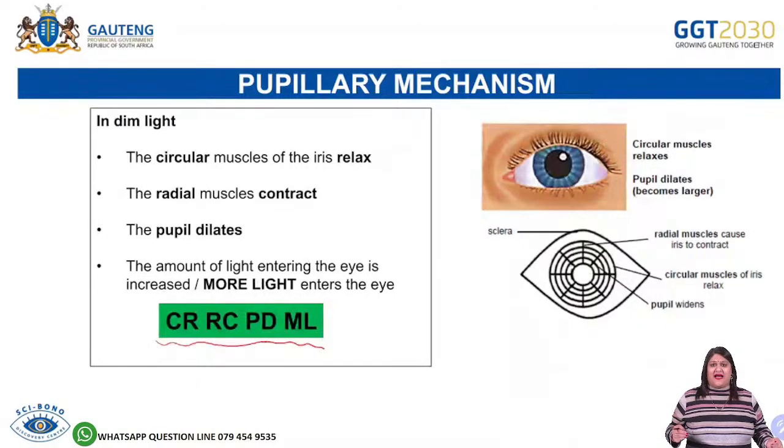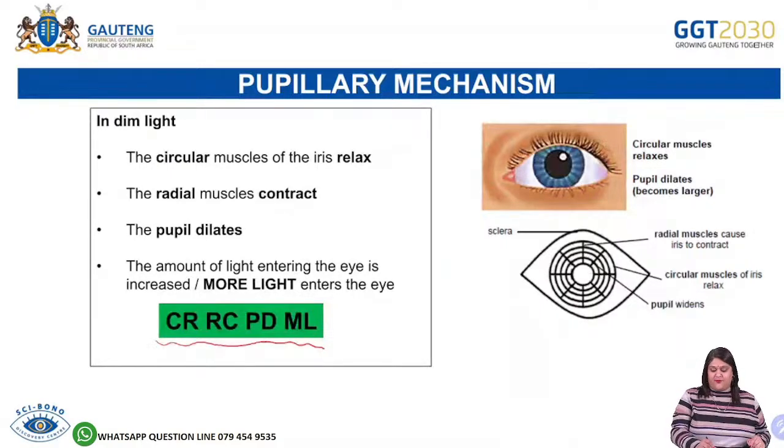Whereas in dim light, we want more light. When it's dim, there's not a lot of light around, so we need our pupil to dilate and become larger so that more light can enter our eye so that we can see better. So that is the reason why we have the pupillary mechanism.